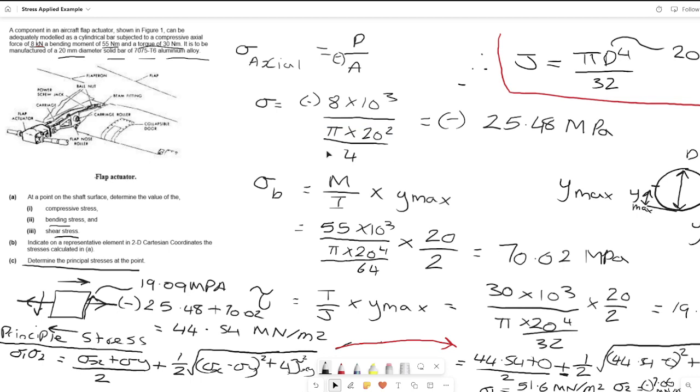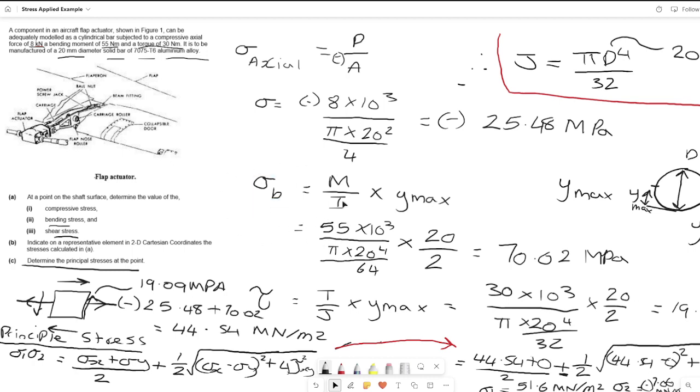We would usually calculate the area of the cross section of the bar with the formulation of pi d squared over 4. That's where we've got that from. Because the stress is compressive, it would be a negative at the front. That then equals 25.48, and the units would be megapascals.